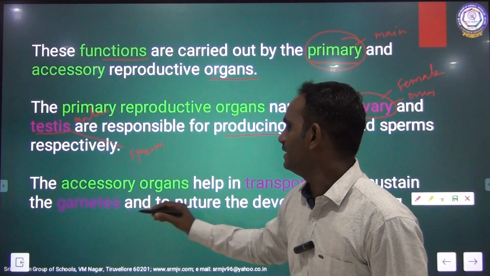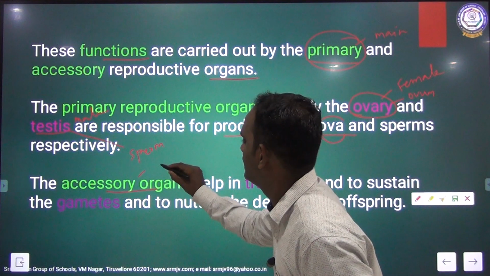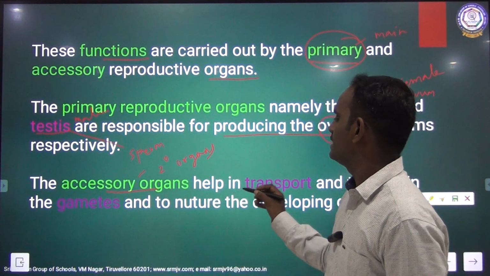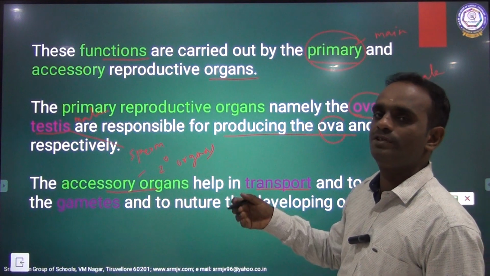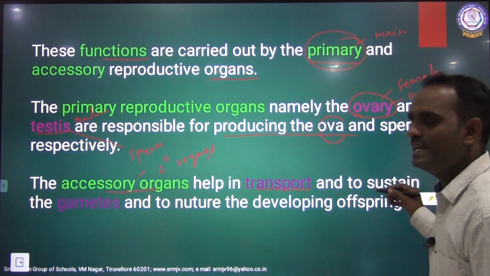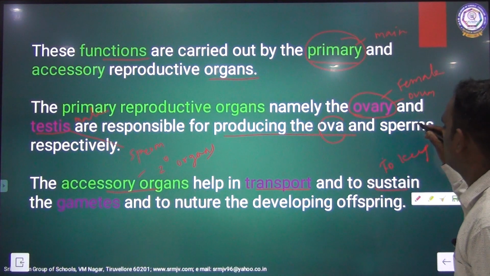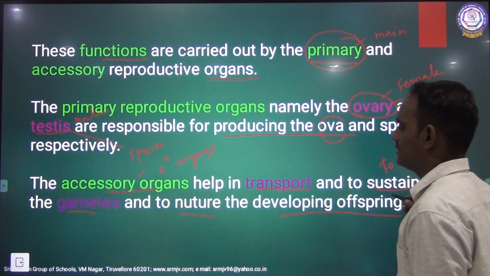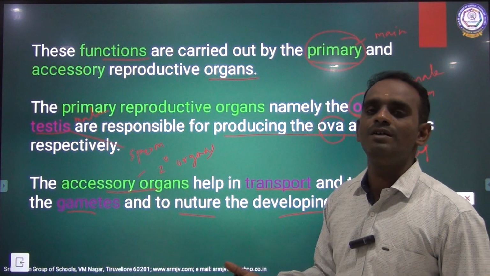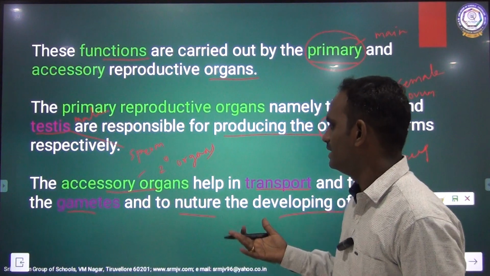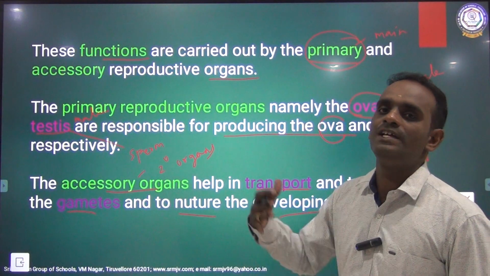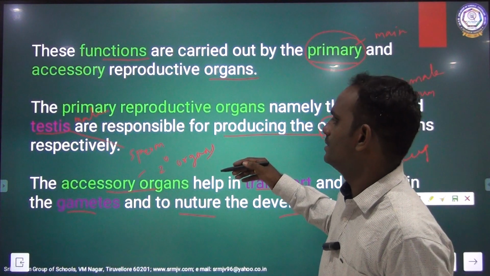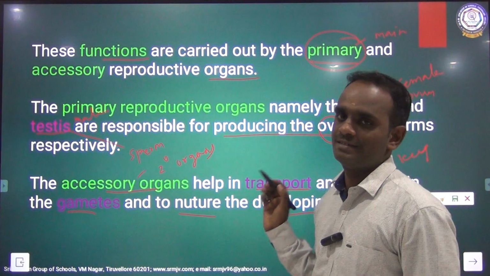The next one, the accessory organs. Accessory organs are nothing but secondary organs. Accessory organs help in transport and sustain of gametes. What is the meaning of sustain? To keep. Sustain the gametes and nurture the development of offspring. So the accessory organs play a vital role in the transport of gametes as well as nurturing the developing fetus. These are the main important functions of accessory reproductive organs.